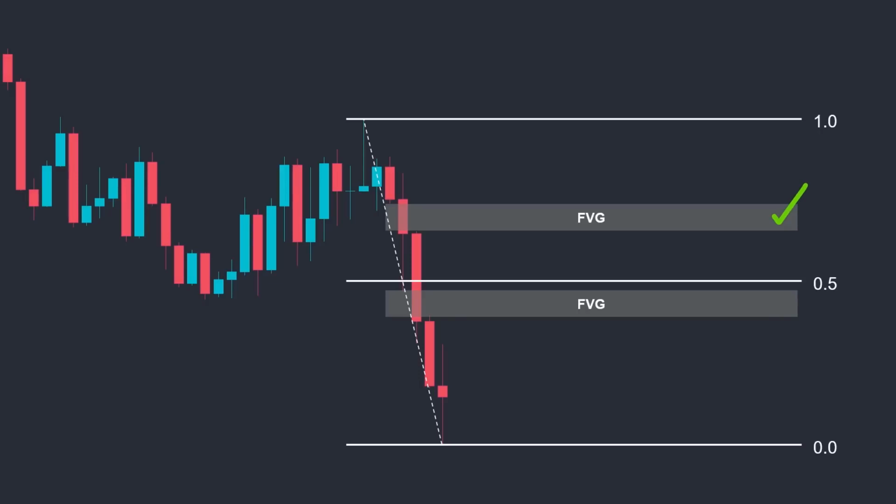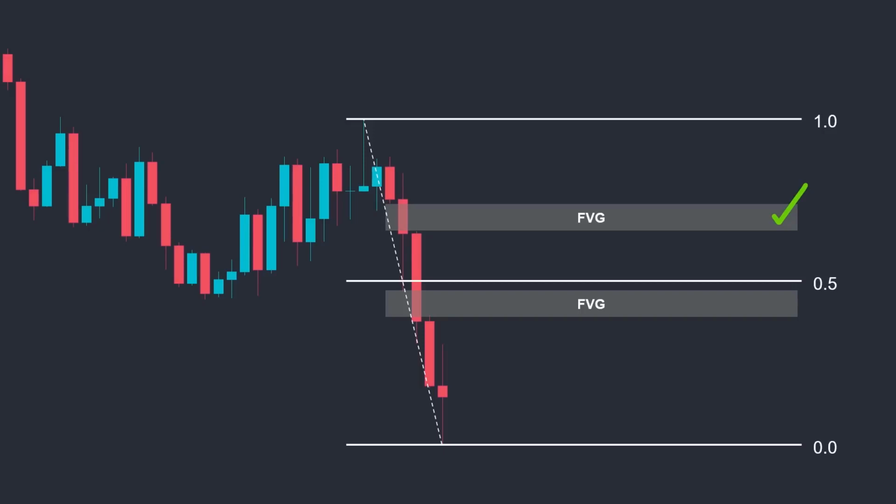So as I mentioned earlier, we are only interested in selling in the premium side of the range. So this will be a solid area to look for short setups. This is a more conservative way to enter the trades, which also results in a higher risk-to-reward ratio. It works best when the market is making deep retracements. But if we are witnessing an aggressive trend, selling on the discount side of the range can also be profitable.